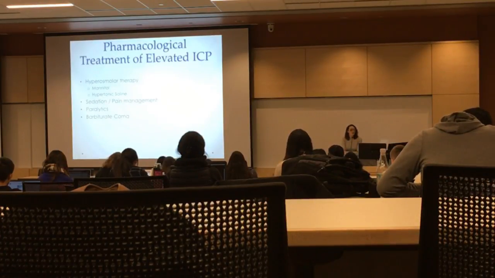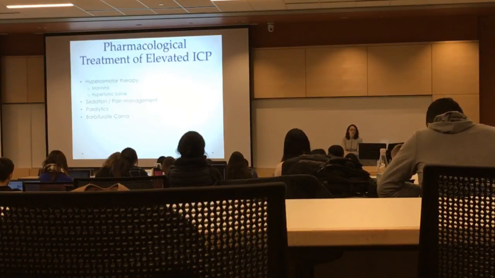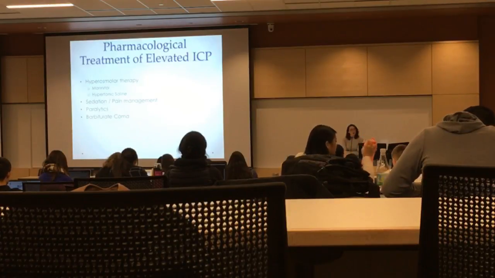We also can help by decreasing our metabolic rates. So we can use things like sedatives and pain analgesics to address things like pain and agitation to decrease metabolic demands on the brain. We can also use paralytics, as well as we can actually induce coma using barbiturates.